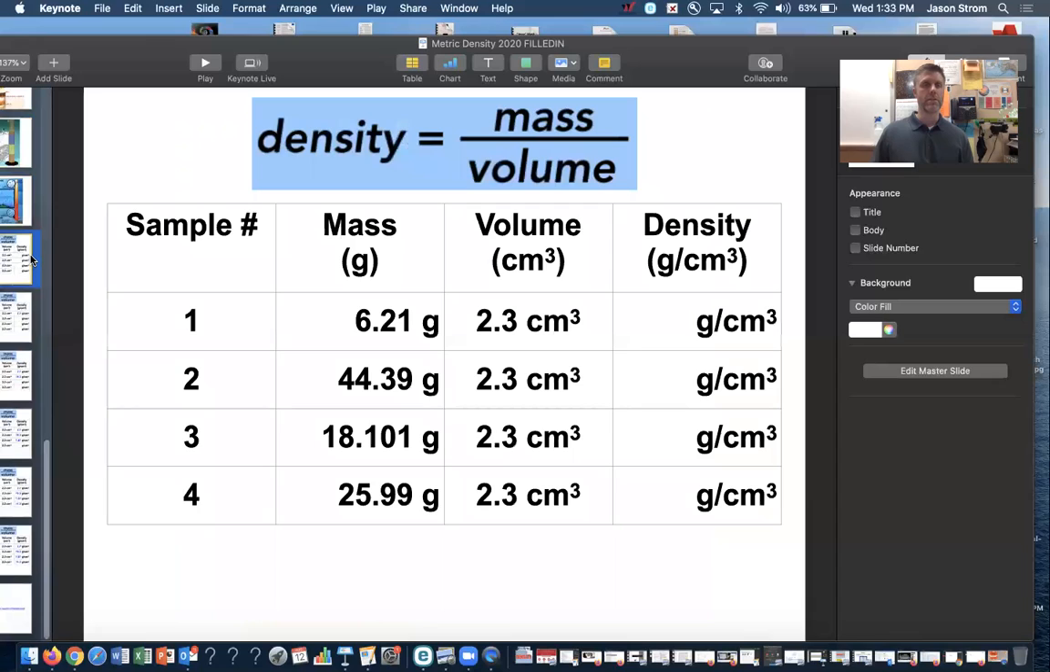All right, and then this last little one. So using this, density equals mass divided by volume. It's the mass and the volume.